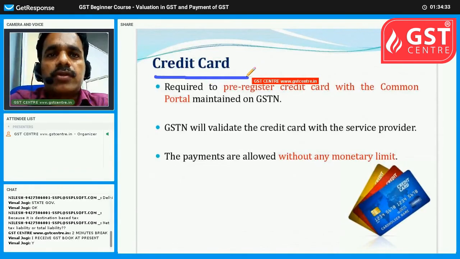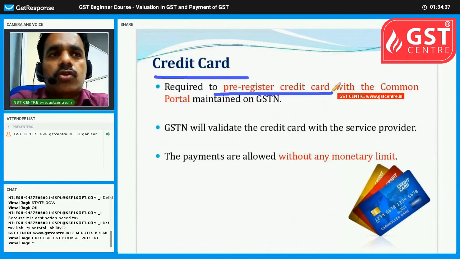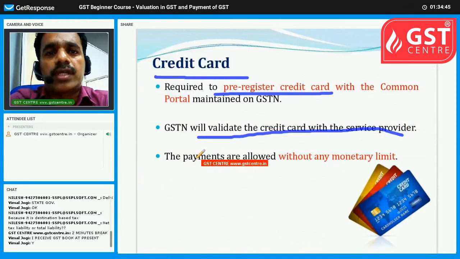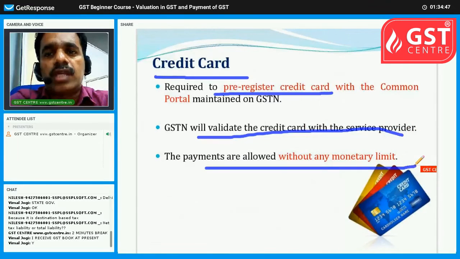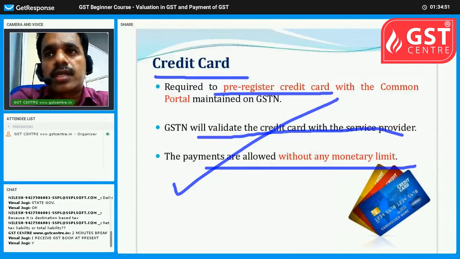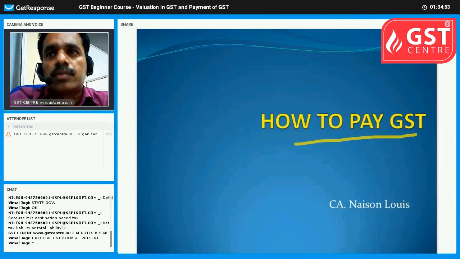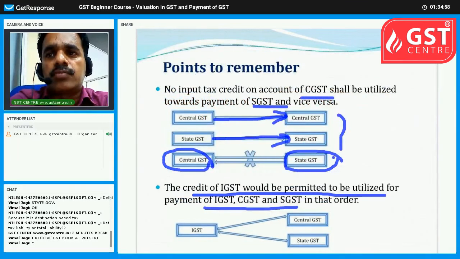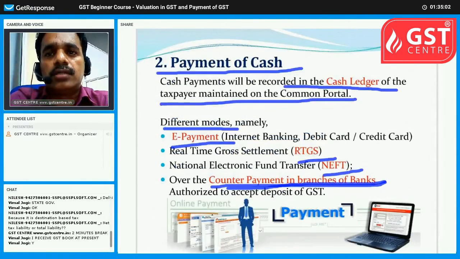Then we can pay through credit card also. That is, we need to pre-register the credit card with the common portal. We need to register it before making the payment. Then GSTN will validate the credit card with the service provider. Payments are allowed without any monetary limit. We can pay any amount. So that is credit card. In this PPT we have seen how to pay GST. We can adjust input tax credit. There are some rules regarding CGST credit and SGST credit.